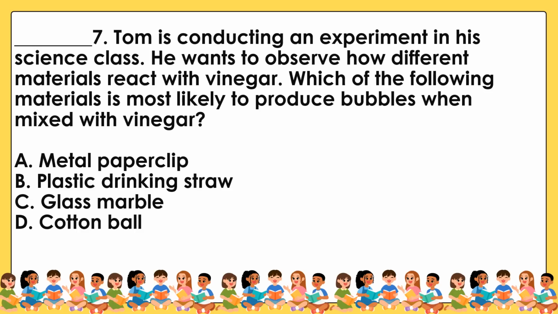Number 7. Tom is conducting an experiment in his science class. He wants to observe how different materials react with vinegar. Which of the following materials is most likely to produce bubbles when mixed with vinegar? A. Metal paper clip, B. Plastic drinking straw, C. Glass marble, or D. Cotton ball? The correct answer is letter D. Cotton ball.